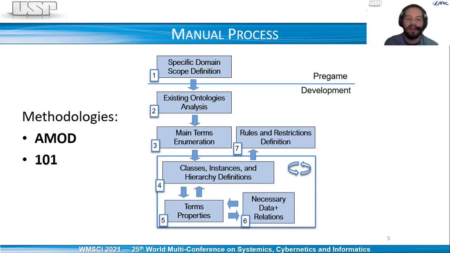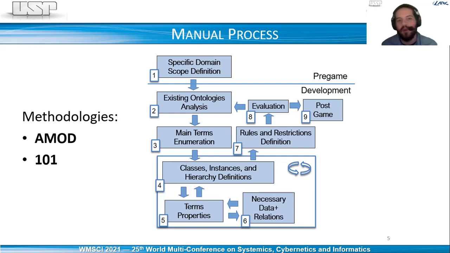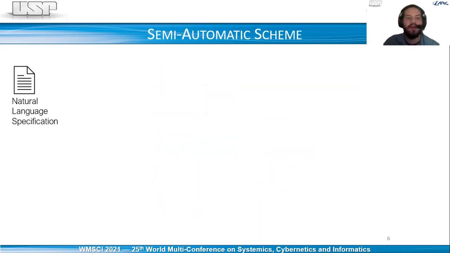We will define class, instance, and hierarchy. We will define term properties and define necessary data and relations. After this loop, we can define the rules and restrictions, and then an evaluation can be done. So if the result is considered acceptable, we can go to the post-game phase where actions such as ontology integration and complete documentation are done. So we can think that the last slide is our reference, and now we will show the proposed semi-automatic scheme.